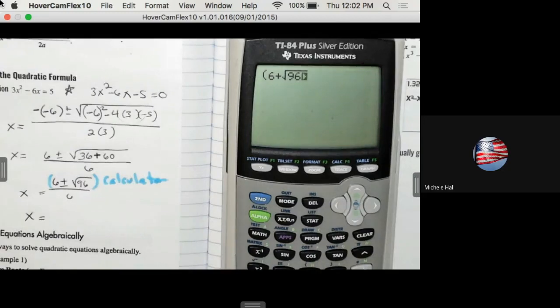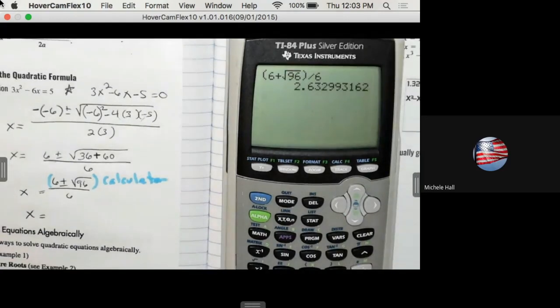6 plus the square root of 96. If I don't arrow out from underneath the radicand, the parenthesis will be under the radicand. I need to use my arrow key and get out from under there and then close the parenthesis. Divided by 6 equals 2.63.